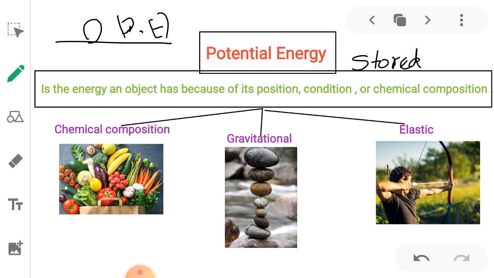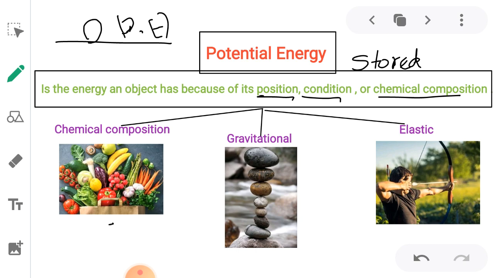So the definition of potential energy is the energy an object has because of its position, its condition, or its chemical composition. We're not going to understand the definition without taking the three types of potential energy. Potential energy has many types, and we're going to take three of them. The first one is chemical composition. There is potential energy inside fruits and vegetables due to their chemical composition.